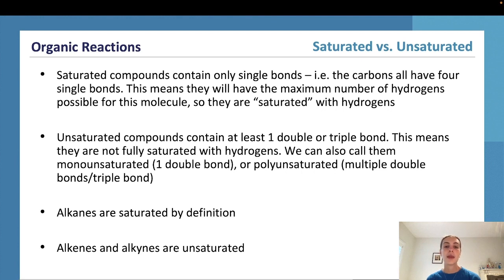Whereas unsaturated compounds will contain at least one double or one triple bond. And so they're not fully saturated with hydrogens. They can be either monounsaturated compounds, meaning they have one double bond, or polyunsaturated compounds, which means they've got multiple double bonds or triple bonds. And so by definition, an alkane is going to be saturated because it's got all single bonds along the backbone of the carbon molecule, and alkenes and alkynes are always going to be unsaturated molecules because they've got at least one double bond or one triple bond along the main carbon chain.